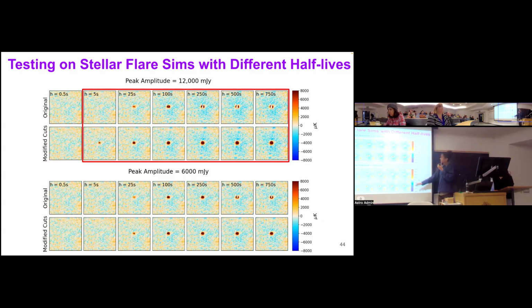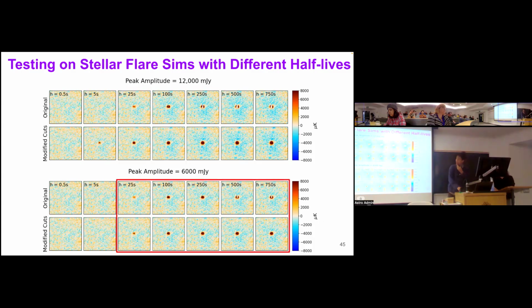For the higher amplitude, for any half-life of 5 seconds and above, the point source is classified as a high probability point source, so above 70%, and it's re-injected into the maps. You can see that for the 5 second half-life, it was fully cut out originally and it's fully recovered. And for the longer half-lives, obviously there are more scans over it, so you can still see the source, but a little section is cut out and then it fills back in with the modified cuts.